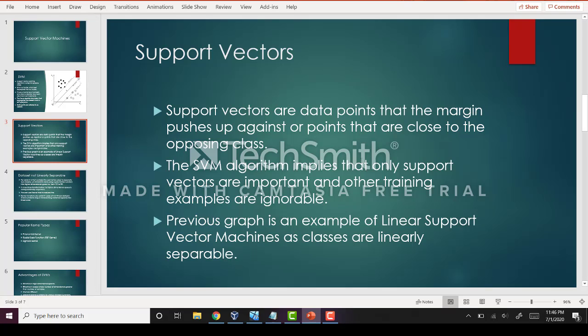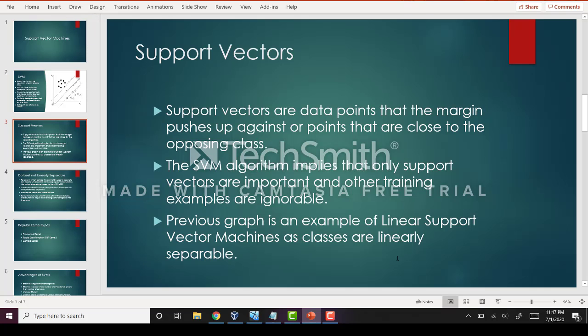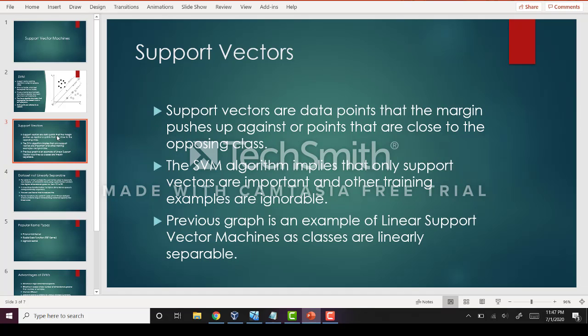The SVM algorithm implies that only support vectors are important and other training examples are ignorable. The previous graph that we saw is an example of a linear support vector machine algorithm, because here the classes are linearly separable.